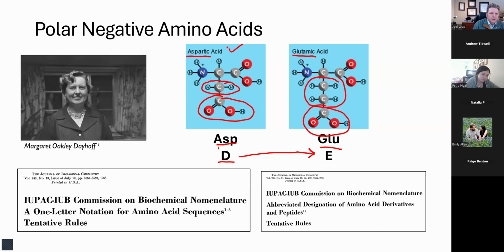Well, as it turns out, this woman right here, her name was Margaret Oakley Dayhoff. She was a bioinformaticist and a physical biochemist back in the 1950s. Now, that to me is like, oh, bioinfra, wait a minute. She was like a computational structural biologist in the 1950s.